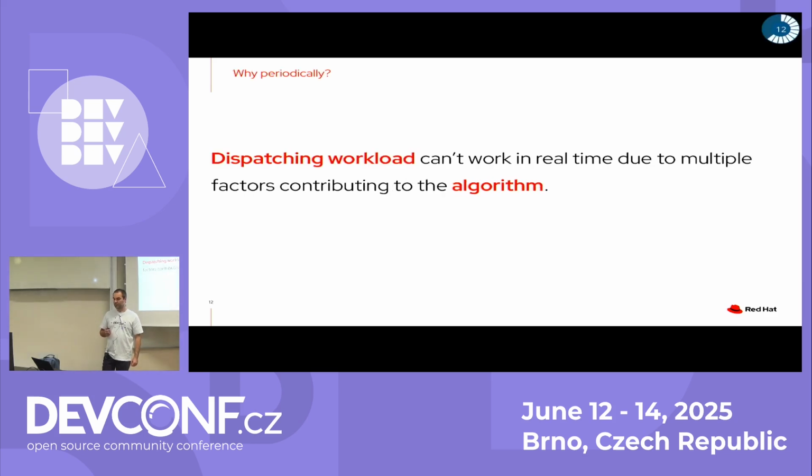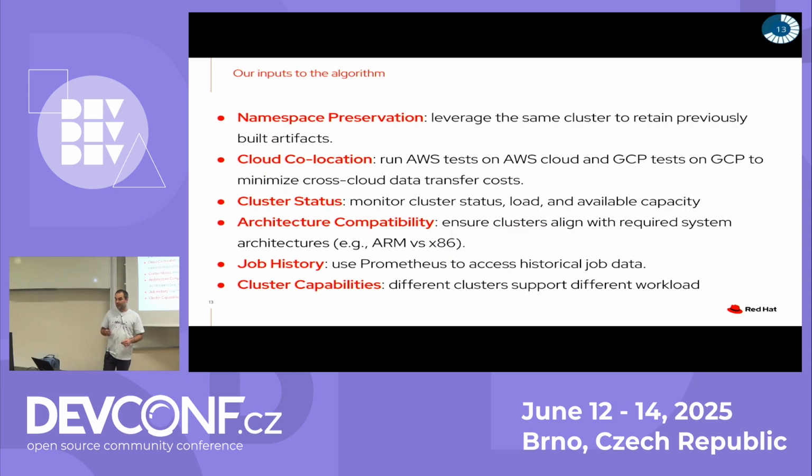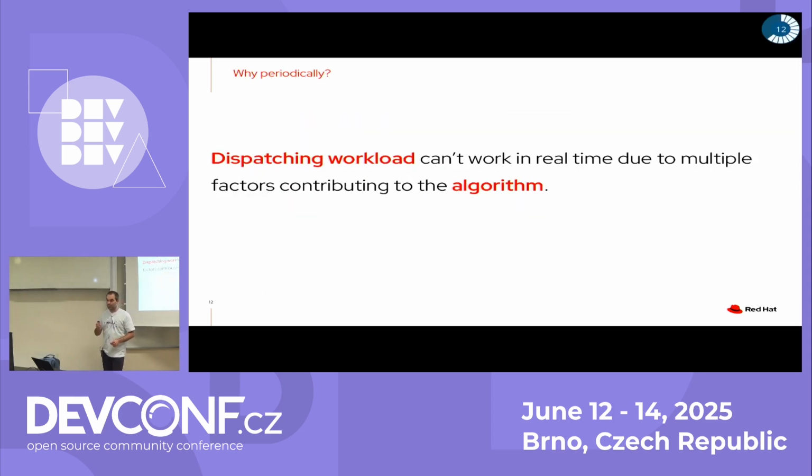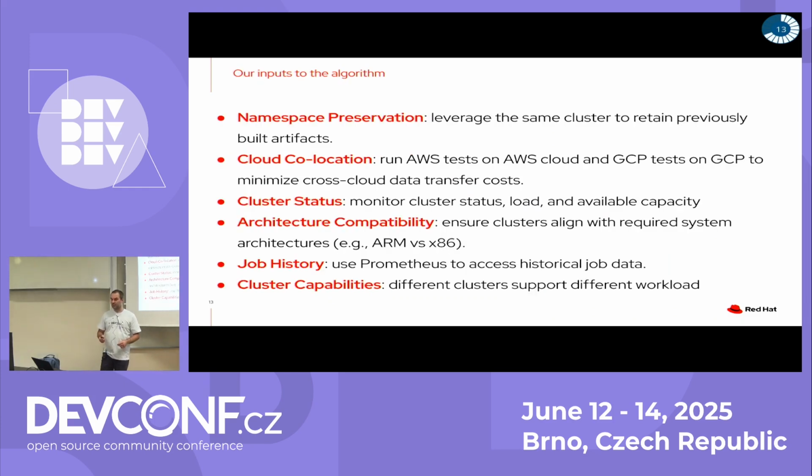Yeah? So the question you may ask is why we are dispatching workload periodically. There are some arguments for that. We can't work in real time due to multiple factors that are contributing to our algorithm, those that are the inputs to the algorithm. And for example, why periodically? The first argument is namespace preservation. If somebody builds a test, for example, for pull requests, there are some artifacts. We don't want all the artifacts to be recreated every time we rerun tests.